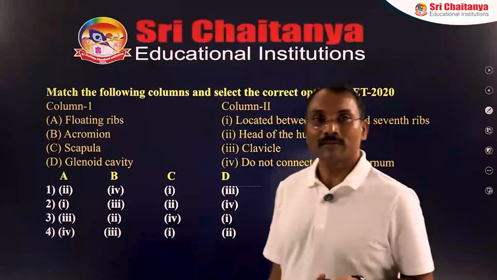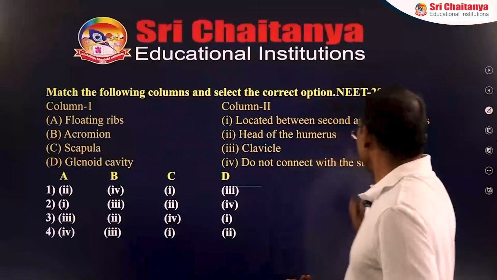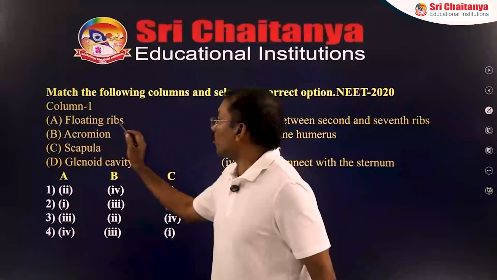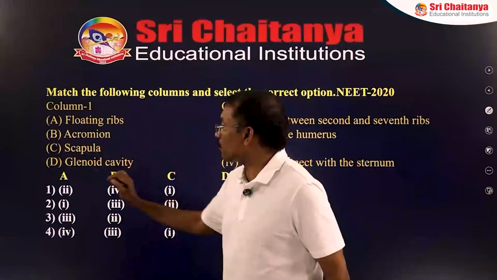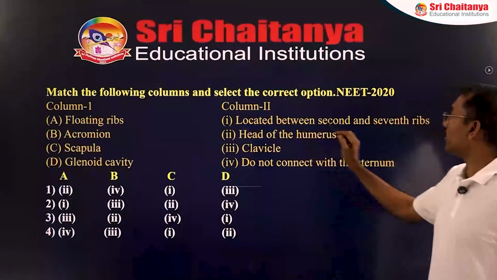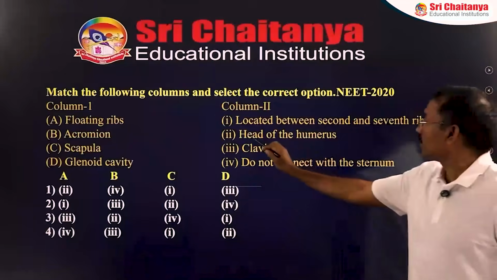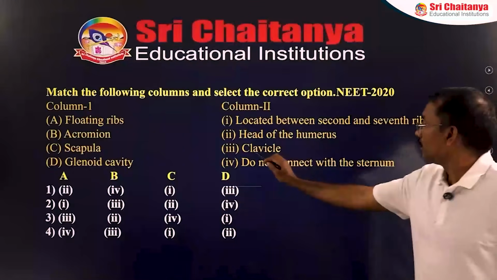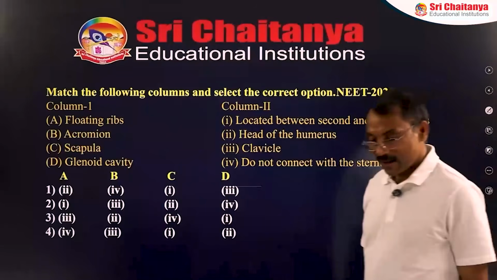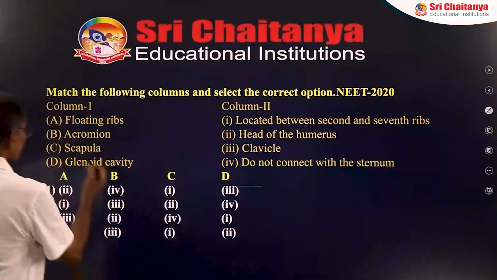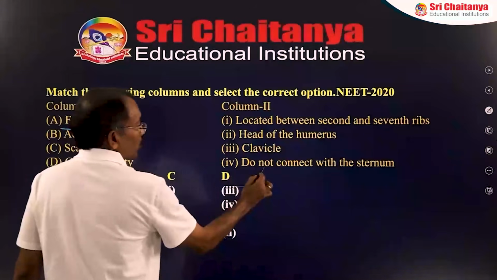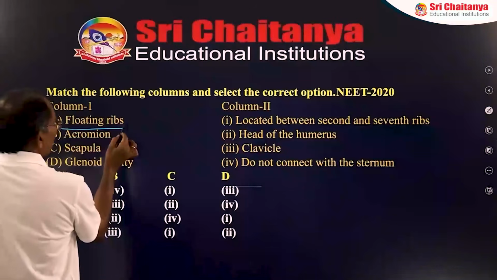This is another question in endoskeleton. In 2020: floating ribs, acromion, scapula, glenoid cavity. Second column: located between second and seventh ribs, head of the humerus, clavicle, do not connect with the sternum. Floating ribs do not connect with sternum.